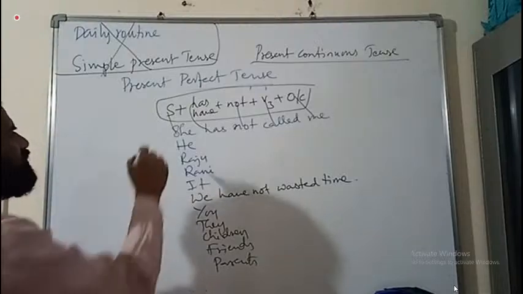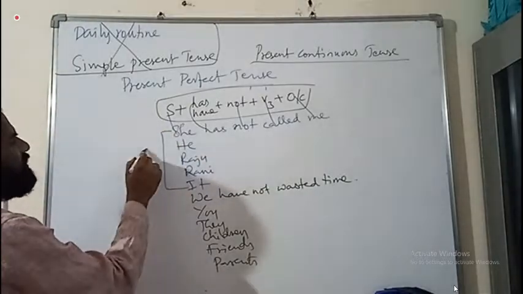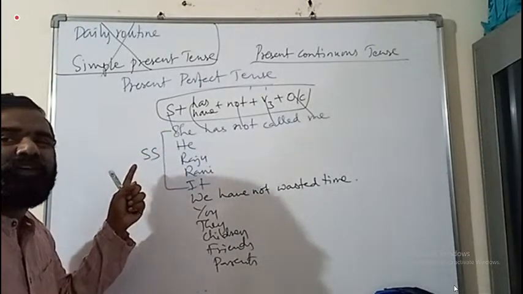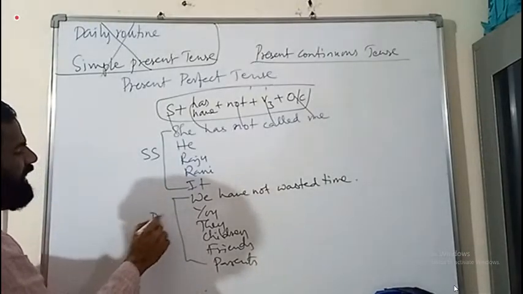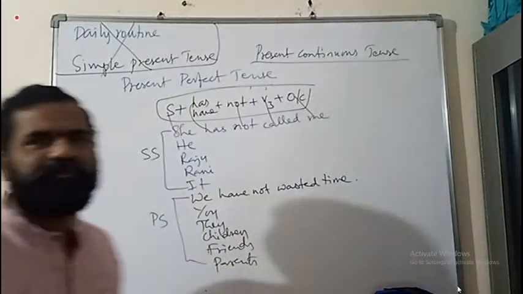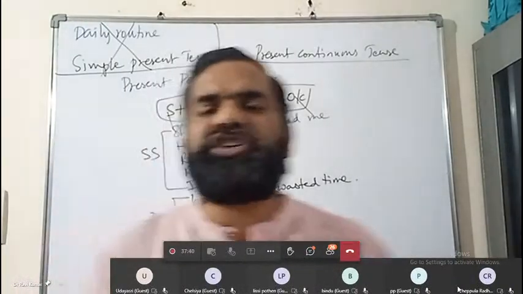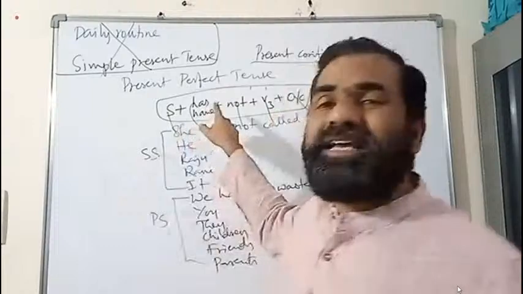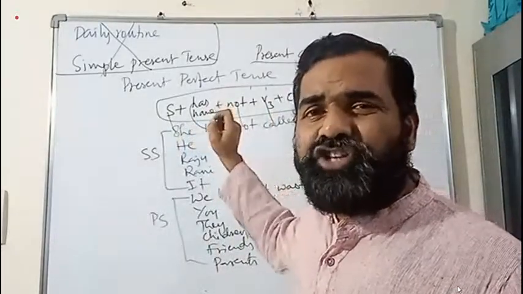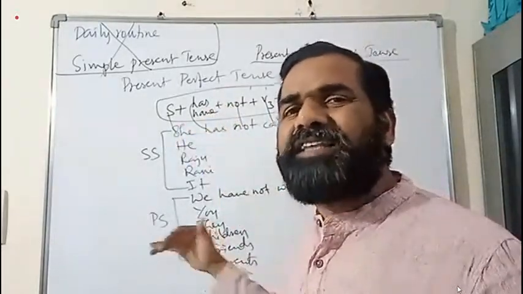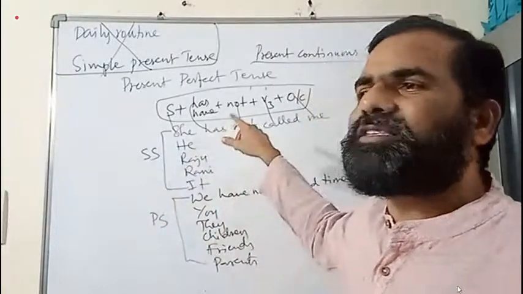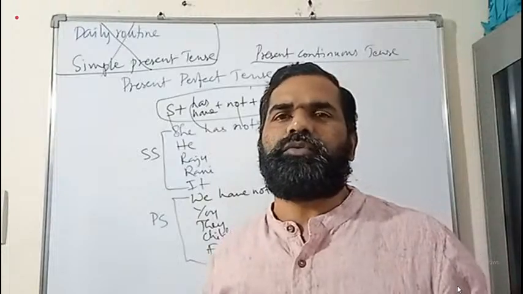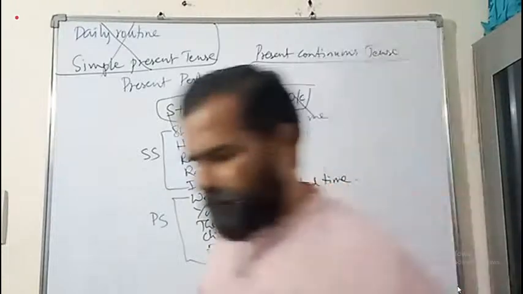Please take down this negative structure. These are singular. SS stands for singular subject. These are plural subjects. PS stands for plural subject. Negative structure. Please take down the structure, example, and the other subjects. You write your own examples following this sample that I've given you. Please do it.